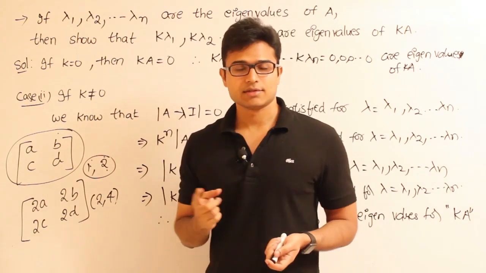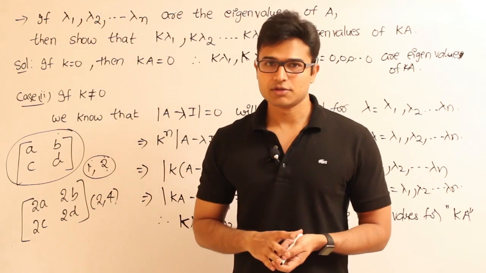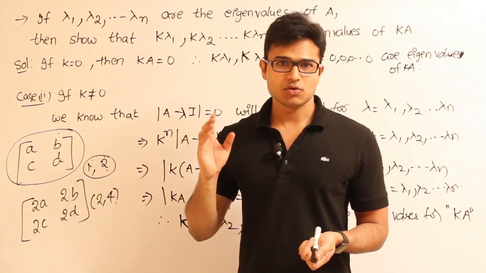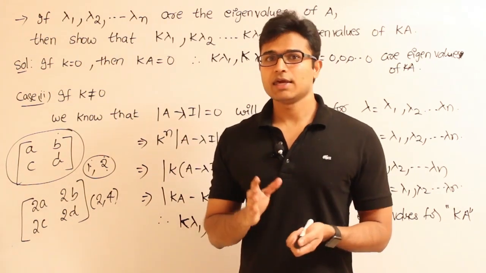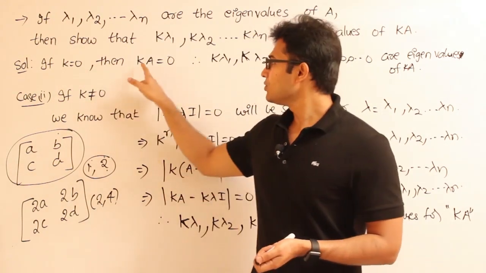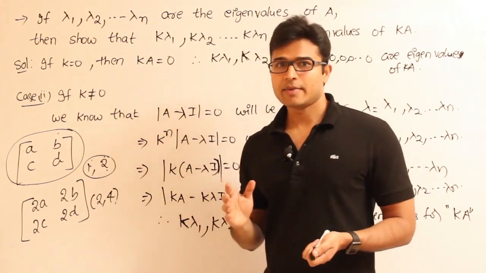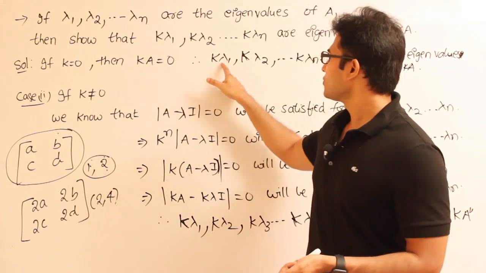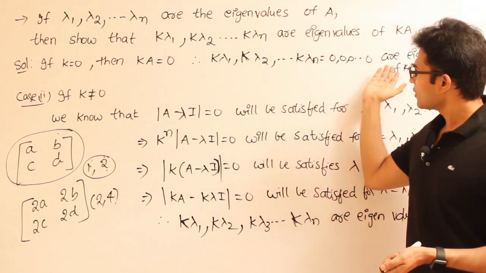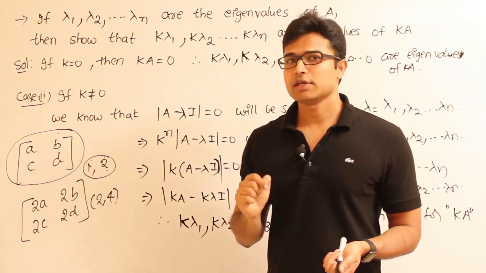Now there are two cases. One case is if k equal to 0, and the other case is k is not equal to 0. Why am I distinguishing these two cases? You will understand it. So case 1, let's talk about when k is 0. When k is 0, then k into A is obviously going to be a null matrix, and we know that the eigenvalues of the null matrix are all zeros. Therefore k into lambda 1, k into lambda 2, and so on are all going to be zeros, and so they are going to be eigenvalues of the null matrix, and so it is true when k equal to 0.